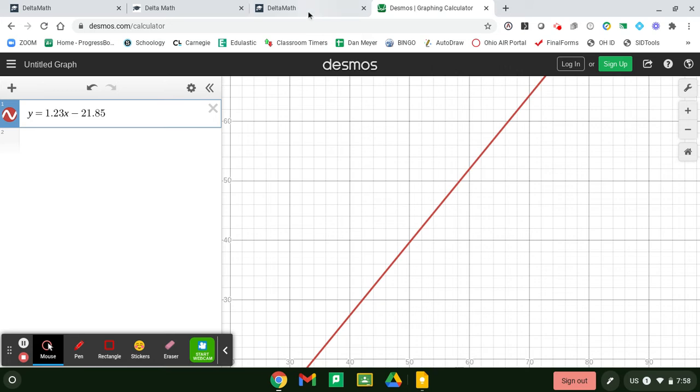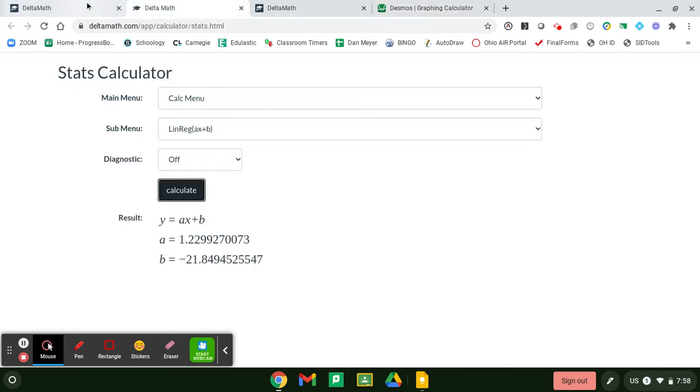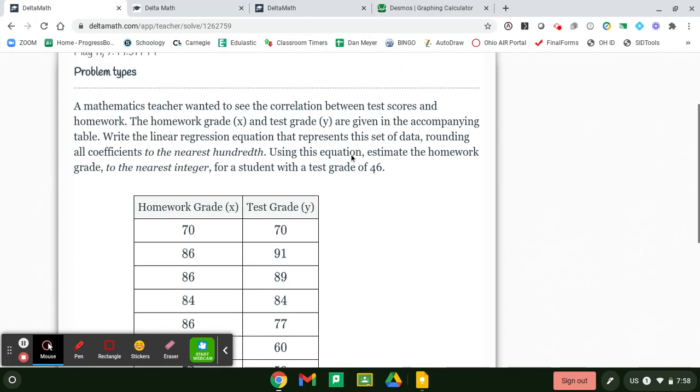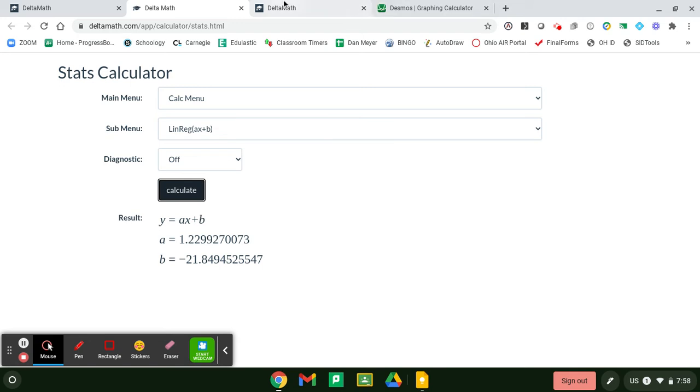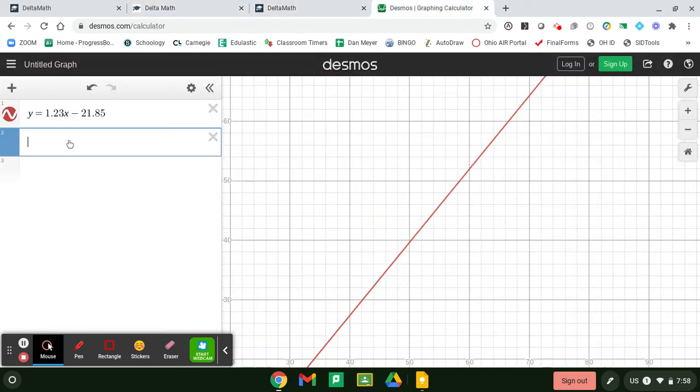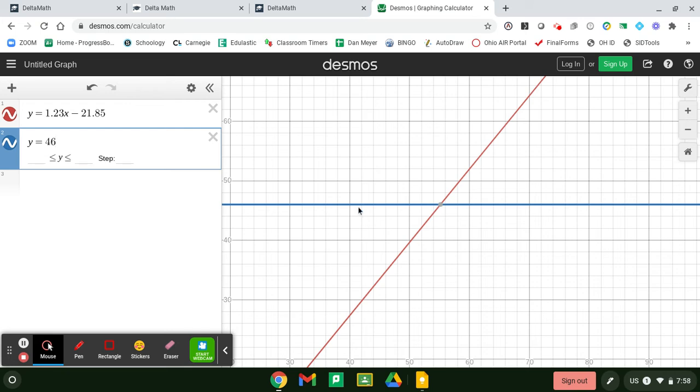Or an easier way, if you go back to your question, it's saying, if the test score is 46, what is the homework score? So you can go back to Desmos and you can say, okay, well, I want my output to be 46. So you can create a line that represents the test score and just see where they intersect. That'll tell you exactly what your homework score is.